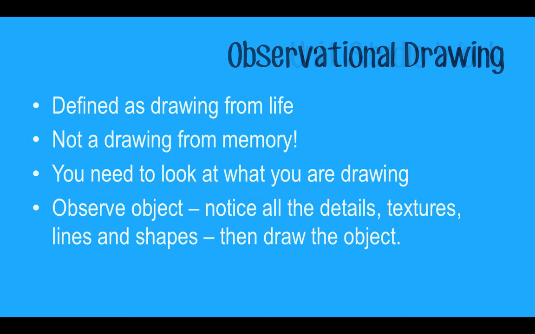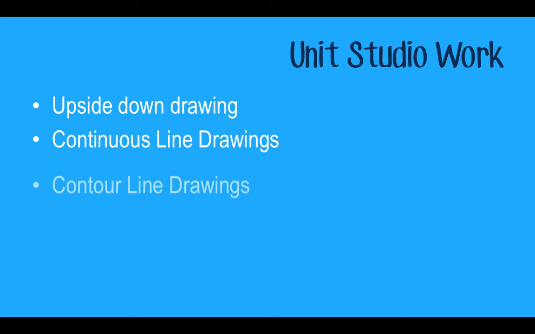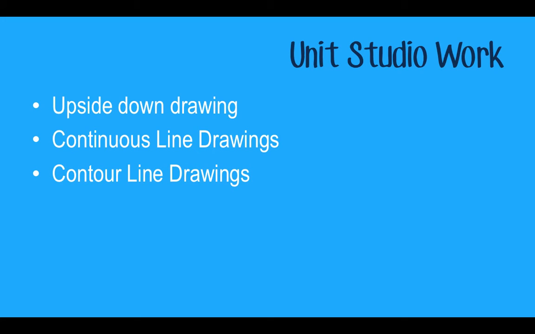Now, this unit has 3 types of drawings. You're going to do what's called an upside down drawing. You're going to do several continuous line drawings, and you're going to do several contour line drawings in this unit of everyday objects, from your sneaker to your hands to objects that I just put on the table or that you choose, depending on how it works out.